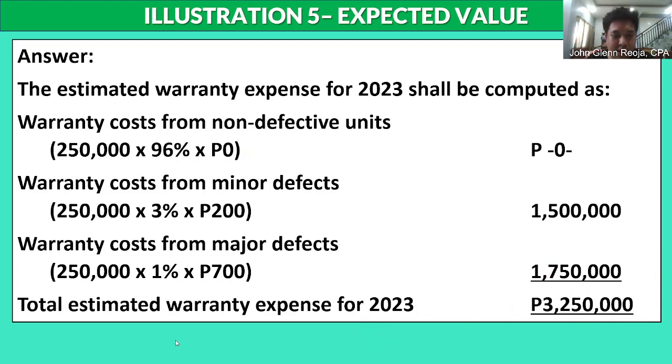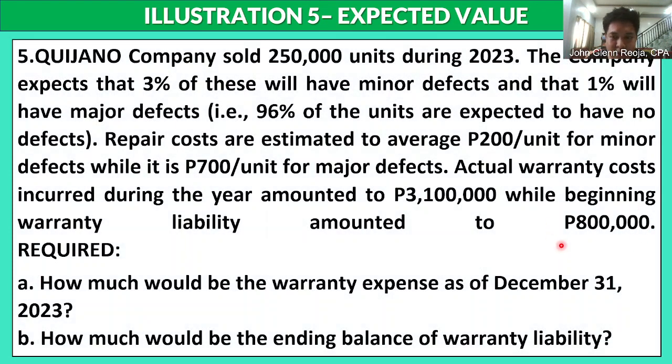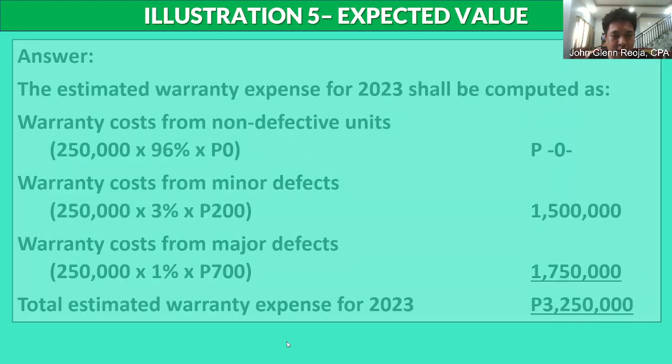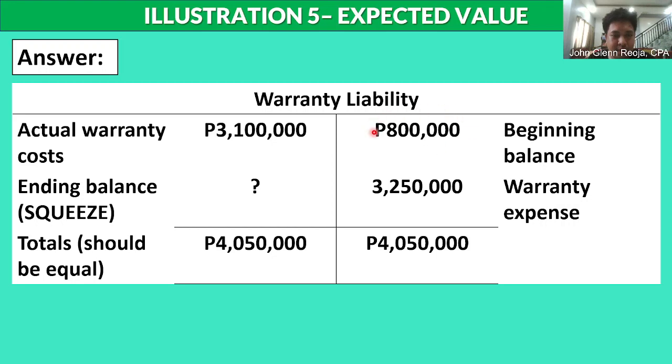So, gawa tayo ng journal entry. Yung T account pala. So, we have the beginning balance. How much yung beginning balance natin? 800,000. And then the actual expenses incurred is 3.1 million. So on our T account, balikan natin, 800,000.